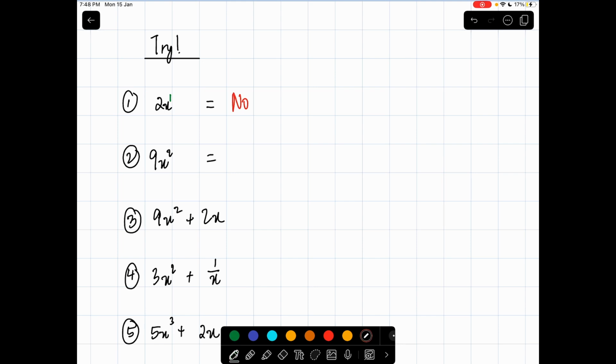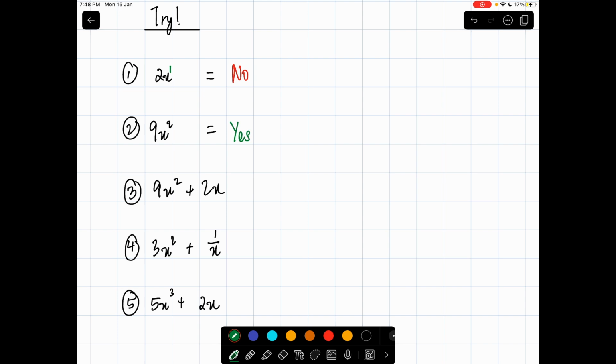We have 9x squared. 9x squared is actually a quadratic expression. That's because 9x squared fulfills all the requirements. So the first requirement is that a cannot be 0. So a in this case is 9. Then second rule is that the highest power should be 2. And there we have it, it's 2. As I said, it's okay for you to have other powers less than 2, but as long as 2 is there, it's already qualified as a quadratic expression.